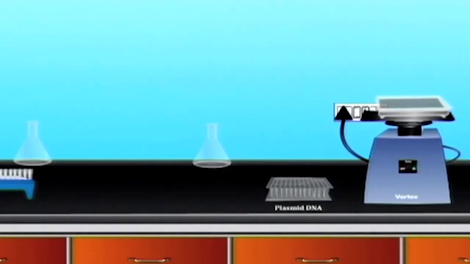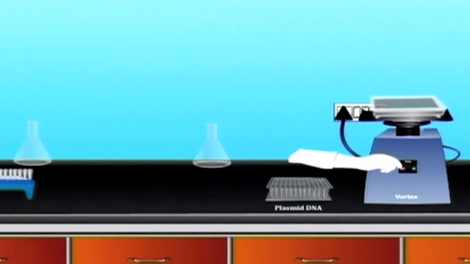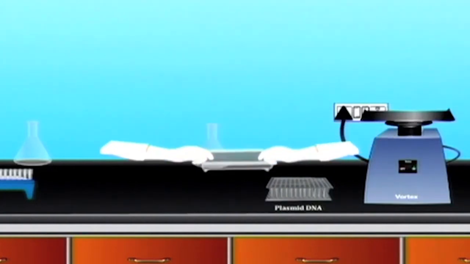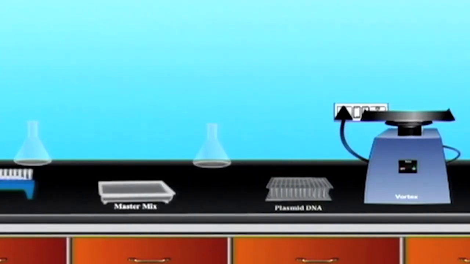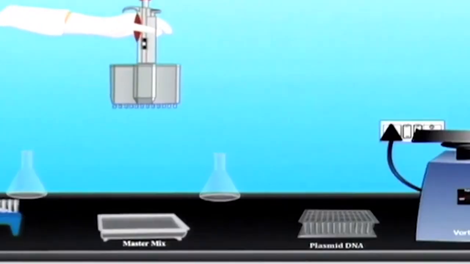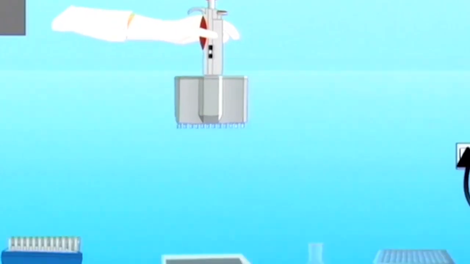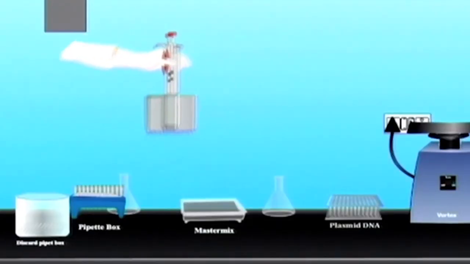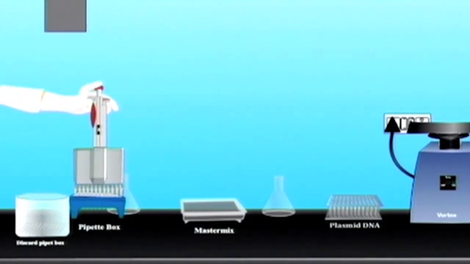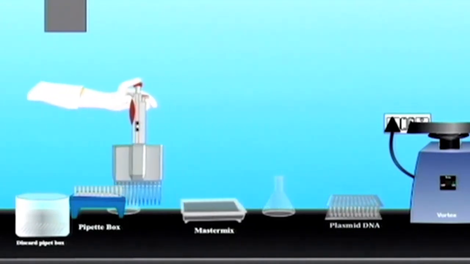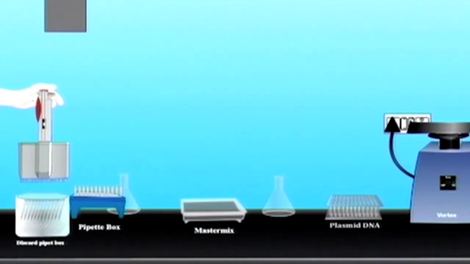Once the master mix is prepared, you can mix it well and then transfer 20 microliters of master mix to the block containing plasmid DNA. Once the master mix is added to all the wells in the block, they need to shake the plate for 15 minutes.